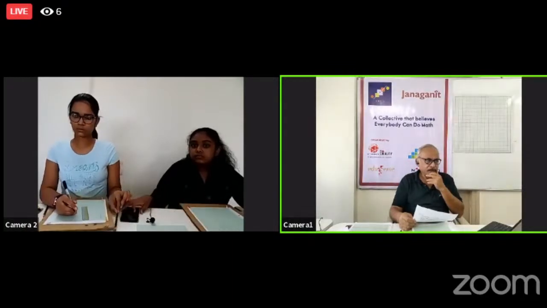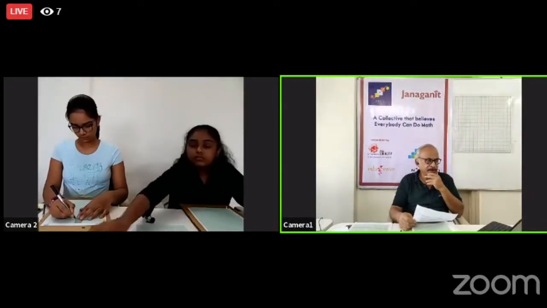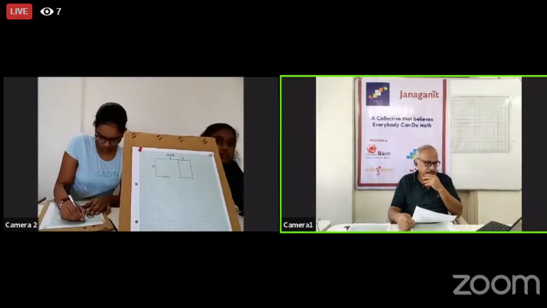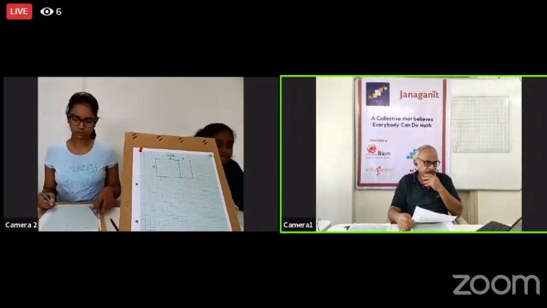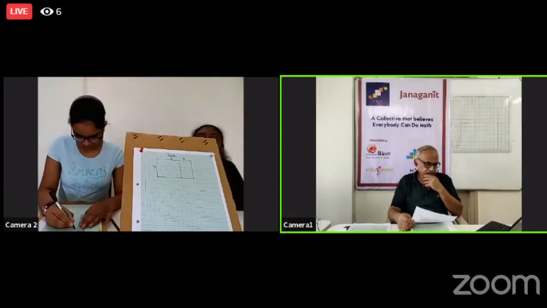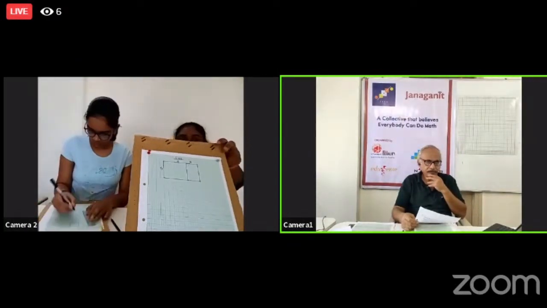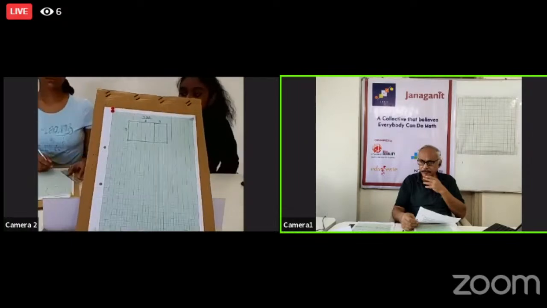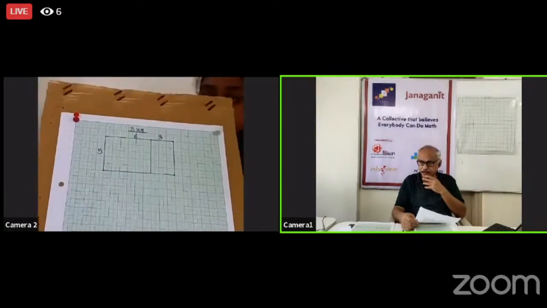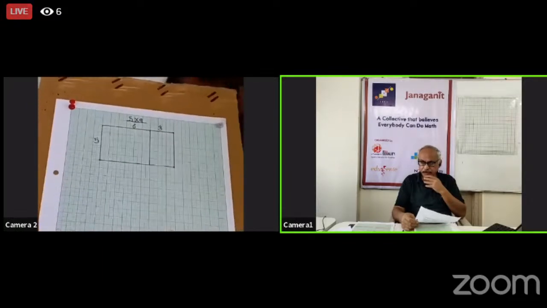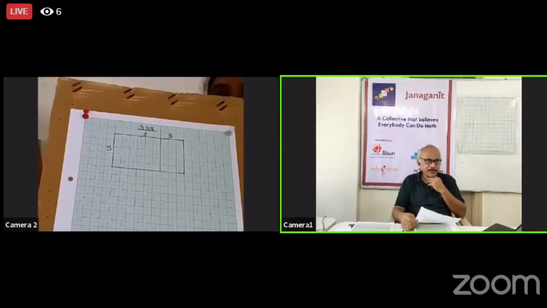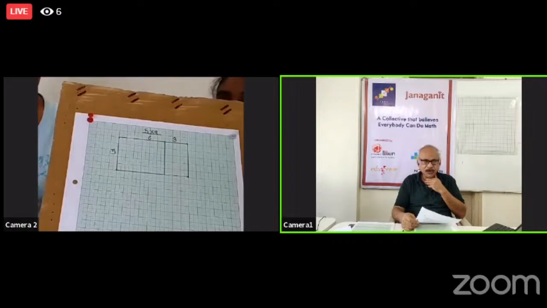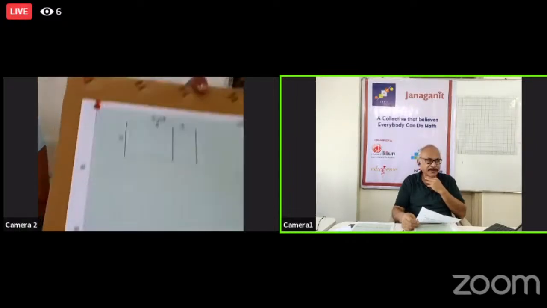Have you done it? Jyoti, just show me what you have done. Okay, so you've drawn a rectangle, a 5 by 9 rectangle, and broken it up into 2 parts. Okay, now can you write in each part, the area of each part? Can you write that inside your rectangle?